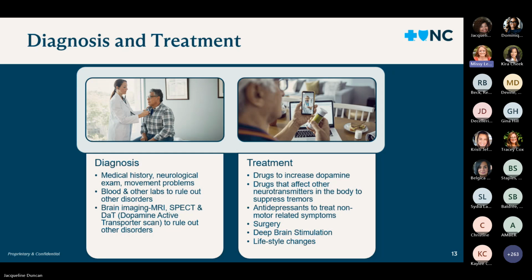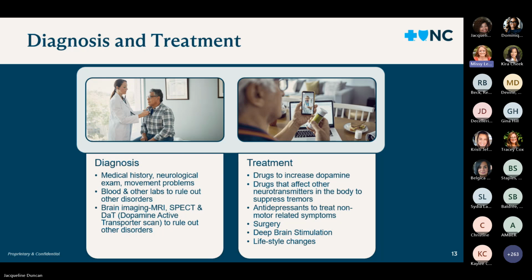There is also no cure for Parkinson's, but there are medications and surgeries that may help. Drugs that can increase dopamine, such as the most known carbidopa, levodopa, dopamine agonists like ropinirole, MAOB inhibitors like selegiline, or other drugs like antidepressants and COMT inhibitors.